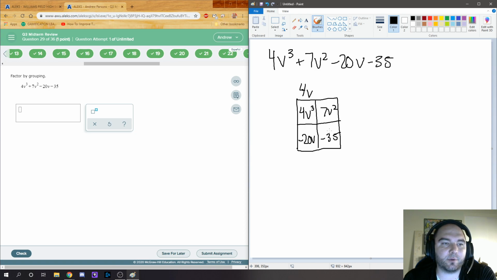How about 7v squared and 35? Well, those are both divisible by 7, so we'll take out a 7. How about 4v cubed and 7v squared? No number in common, but they both have v squared at least, so I can write that. And on the bottom row, 20 and 35, those are both divisible by 5. I'm going to make it a negative 5 because they're both negative. Now, I kind of lucked out here. My negative signs were all in the same row.